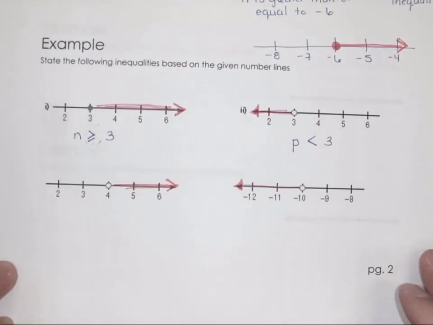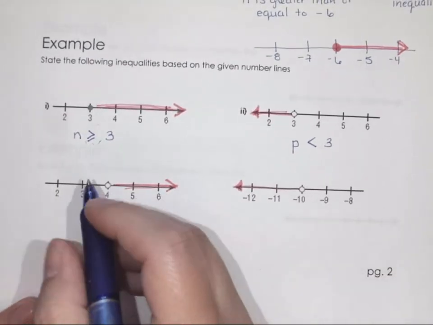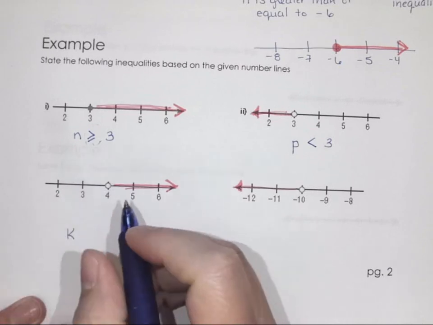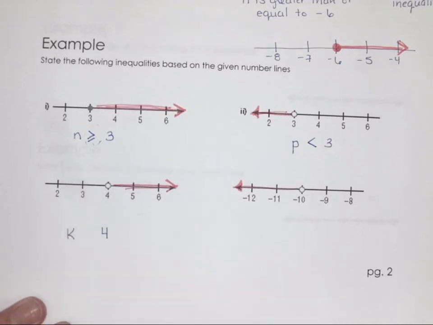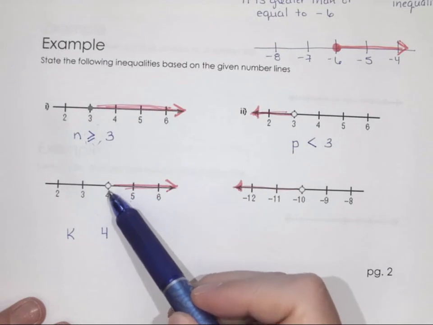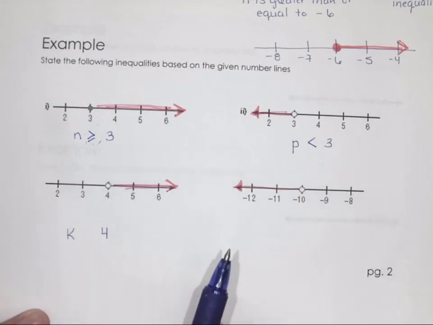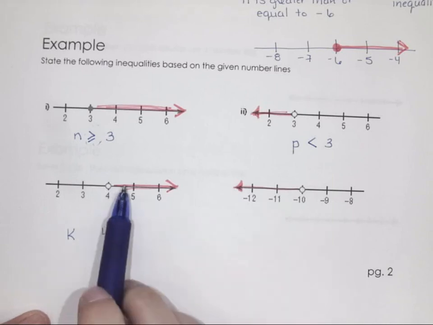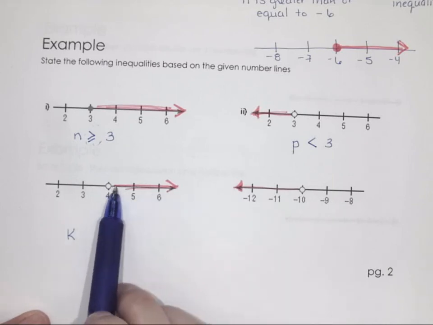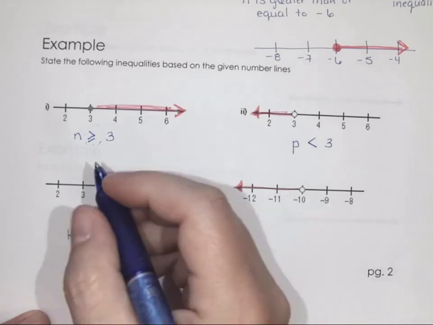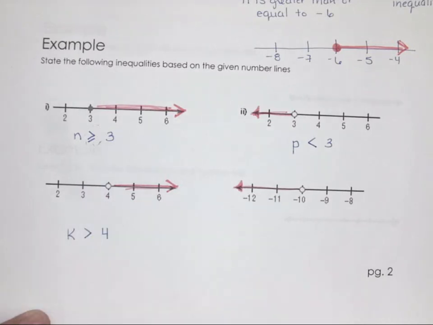Okay, last 2 examples. So again, we'll use K and we'll use 4. It's got an open circle, so open circles don't have the equal to. And my values are highlighted, they're greater than 4. So K has to be greater than 4.